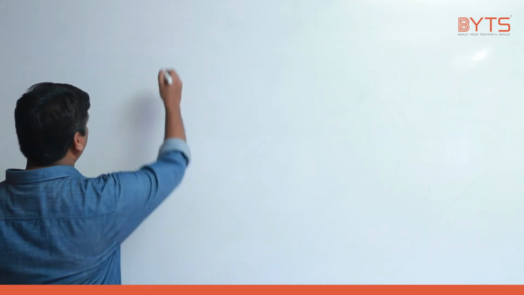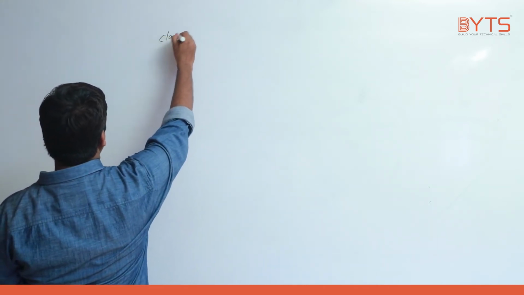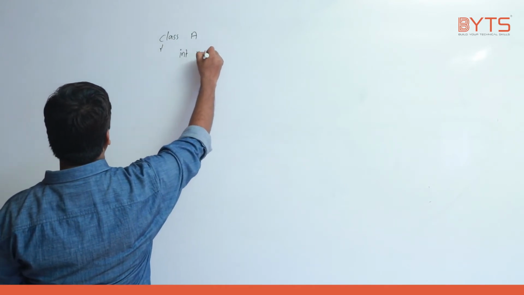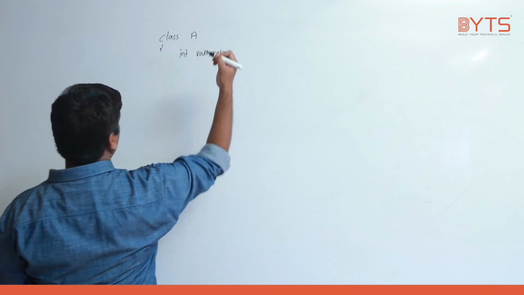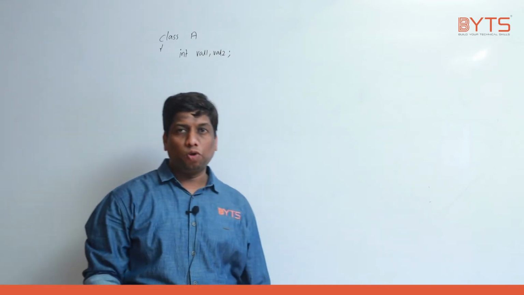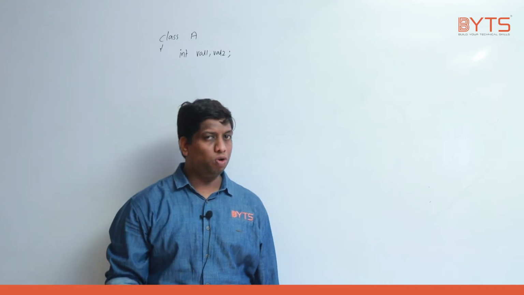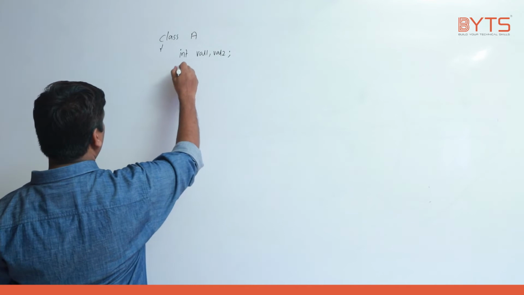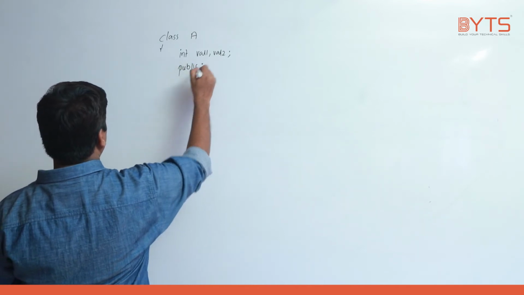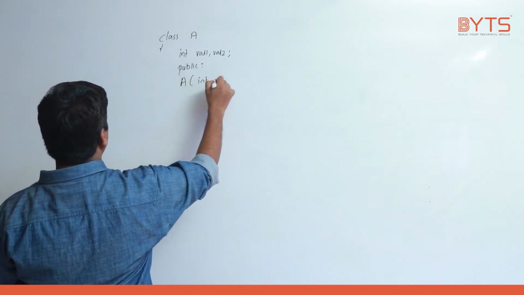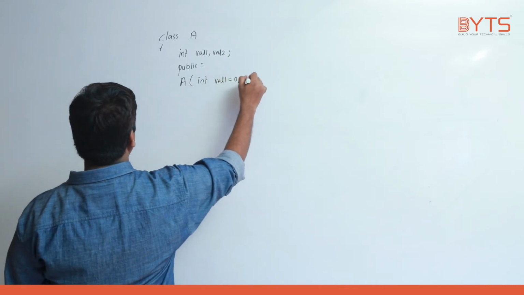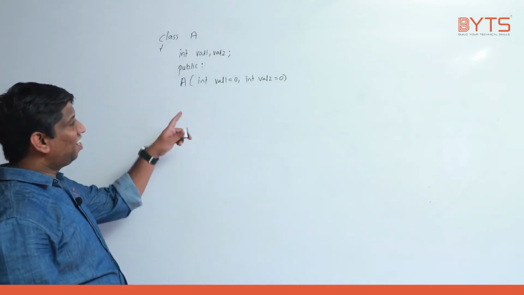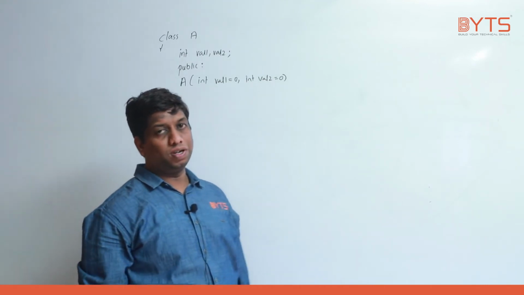See here. Let us take a class A. Here we have int val1, val2. Now if you want to understand emplace, you need to know a little bit of C++ programming. If not, you will not understand emplace. Fine. Next, public. What am I doing? We are creating a constructor with two default arguments.